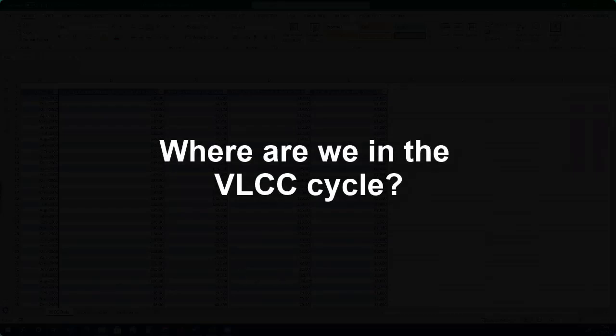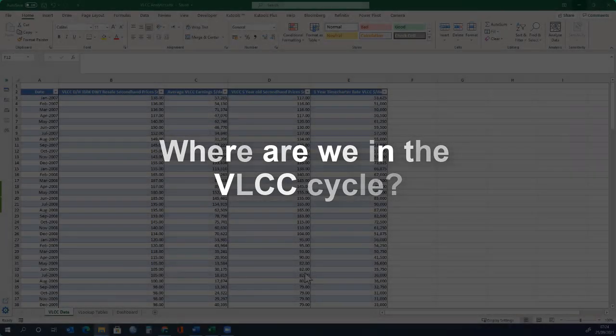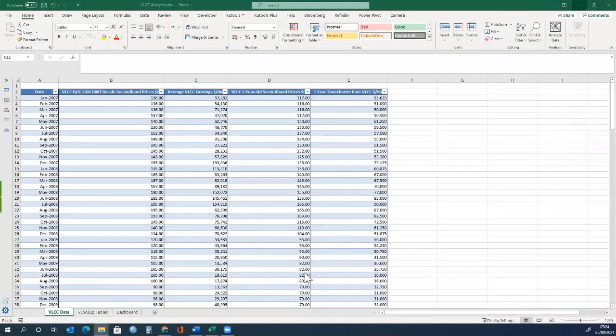This case study, "Where are we in the VLCC cycle?" will help us to reflect on our learning and illustrates this question using a dashboard. You can look at specific years to get an idea of where we were in that year and look at the next year to see if the information is useful for implementing some strategic decision making.